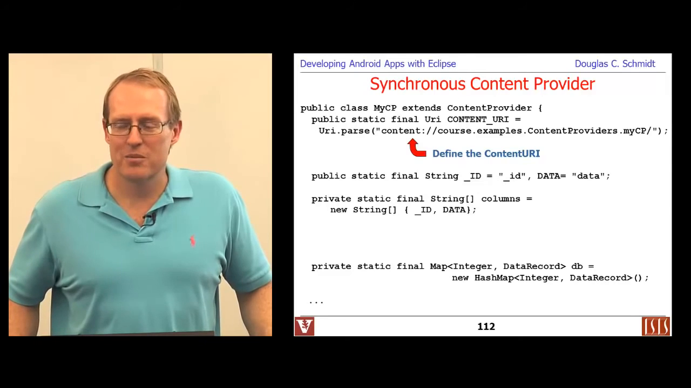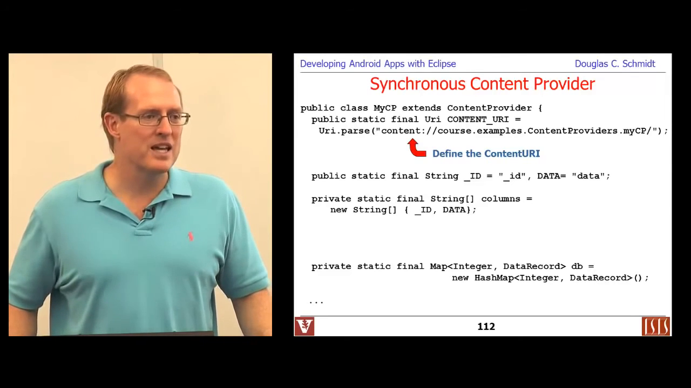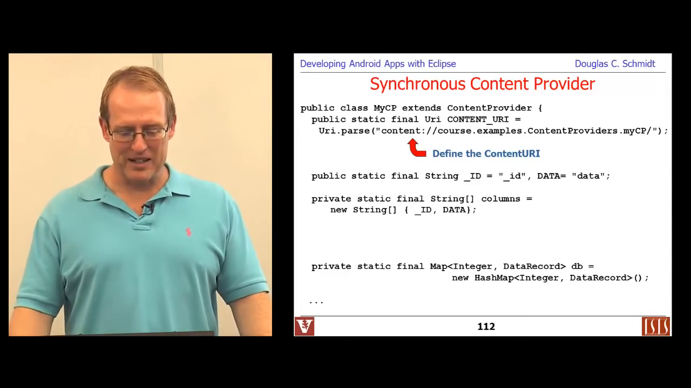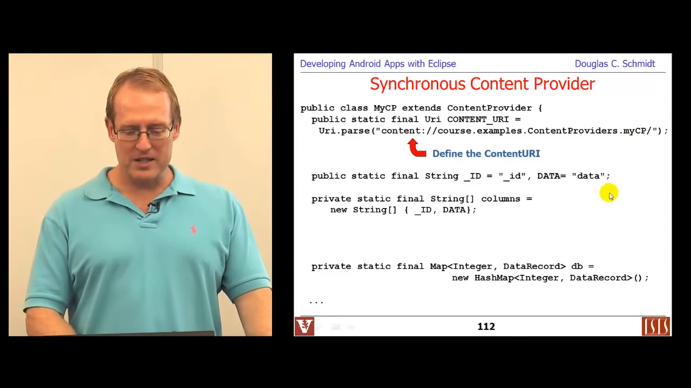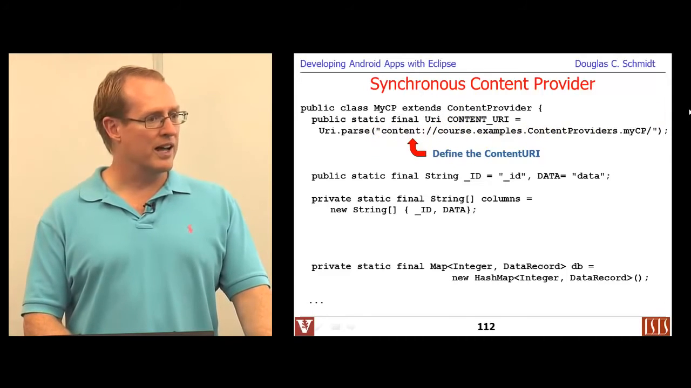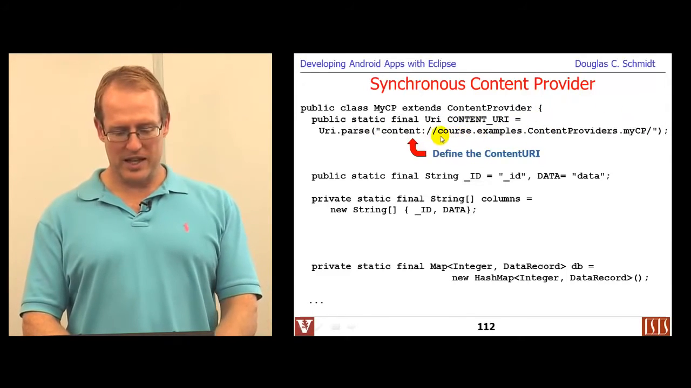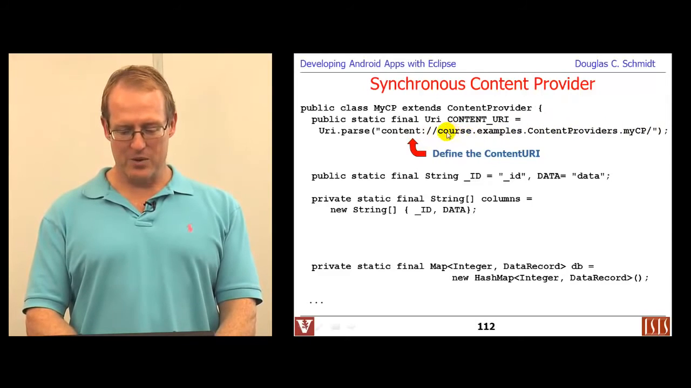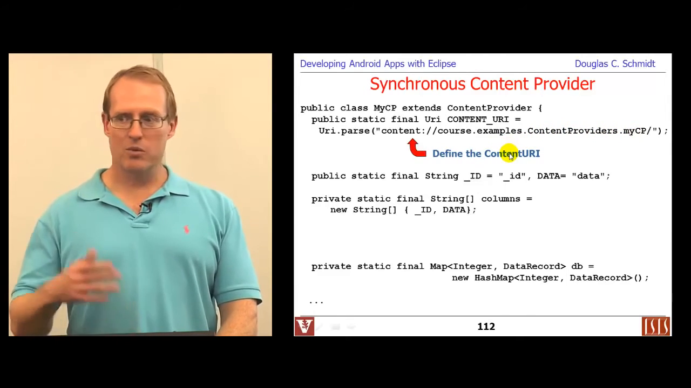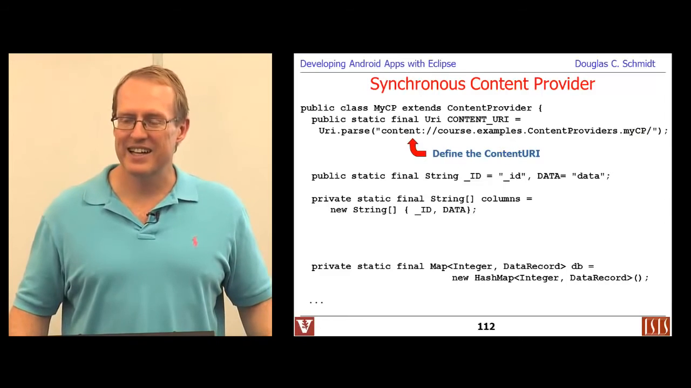The name of this particular content provider is called MyCP. Boring name, just chosen because it would fit on the slides better than calling it My Content Provider. And as you can see here, it extends ContentProvider. The first thing it does is define the content URI, which is basically this. This is how you identify this particular content provider. That's its authority name, if you will. And that's how we're going to identify it when we start using things like the manifest file.